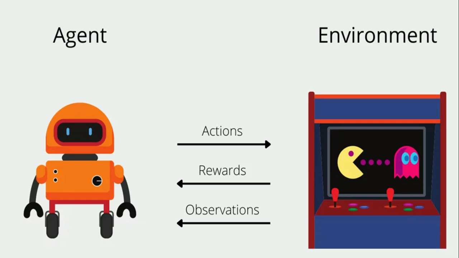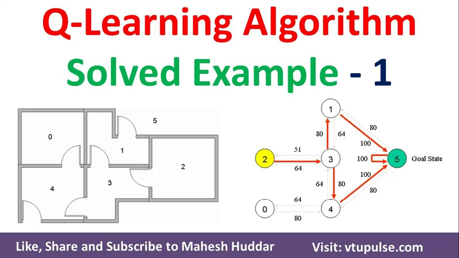Okay, agent. The environment deals with an agent: actions, rewards, observation. Q-learning algorithm, solved example 1. We have this kind of shape. Okay.